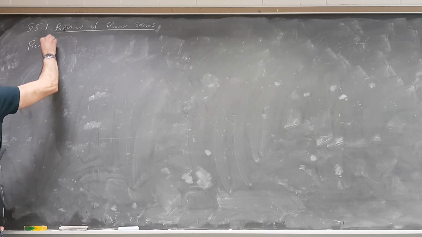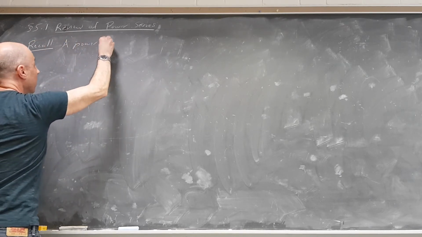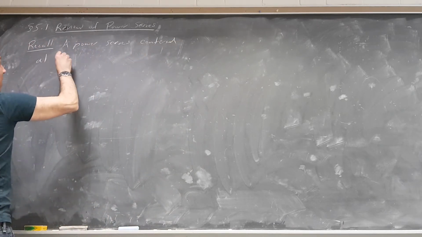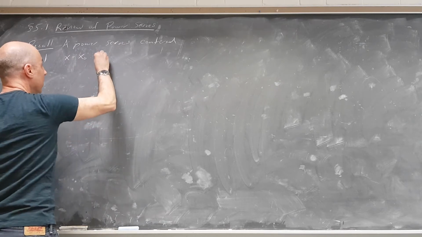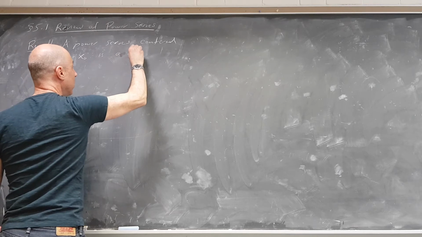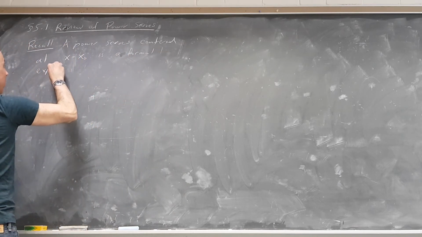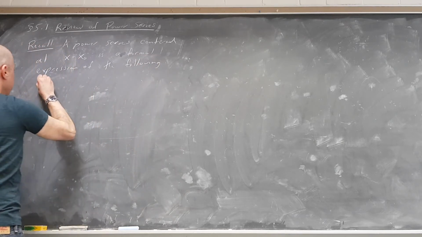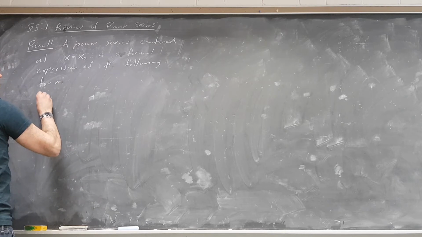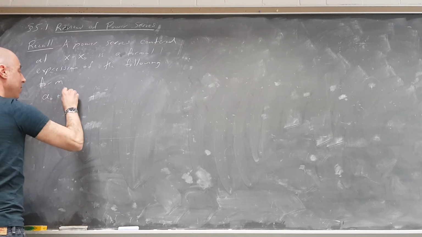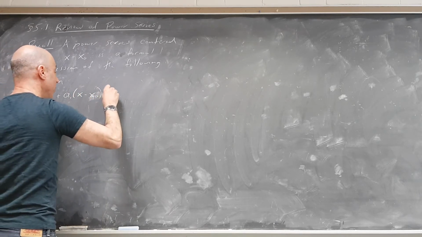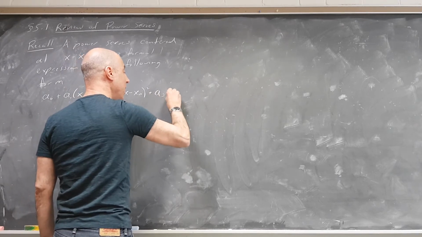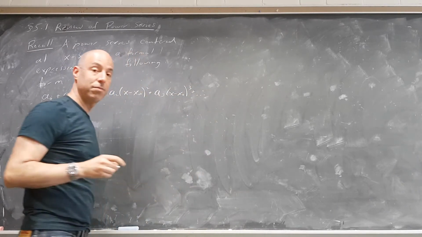So recall, the power series centered at the x value x equals x naught is a formal expression of the following form. a naught plus a1 times (x minus x naught) plus a2 times (x minus x naught) squared plus a3 times (x minus x naught) cubed plus and so on forever.